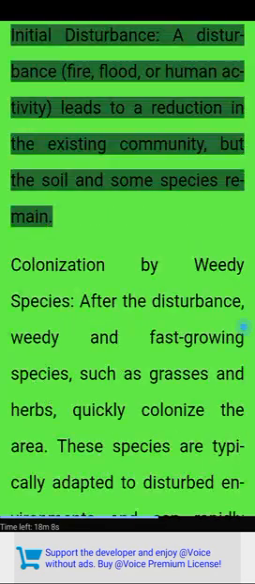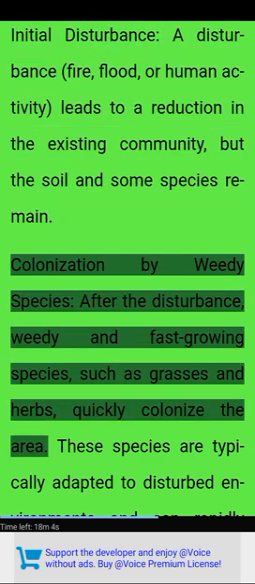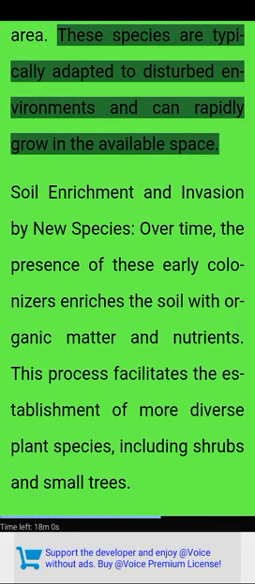Key steps in secondary succession. Initial disturbance. A disturbance, fire, flood, or human activity leads to a reduction in the existing community, but the soil and some species remain. Colonization by weedy species. After the disturbance, weedy and fast-growing species, such as grasses and herbs, quickly colonize the area. These species are typically adapted to disturbed environments and can rapidly grow in the available space.